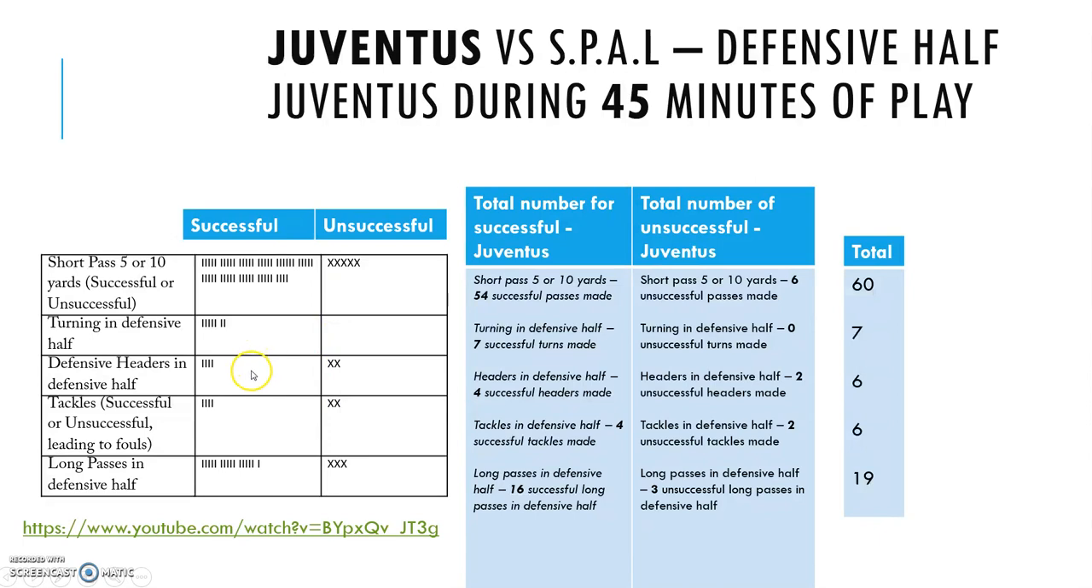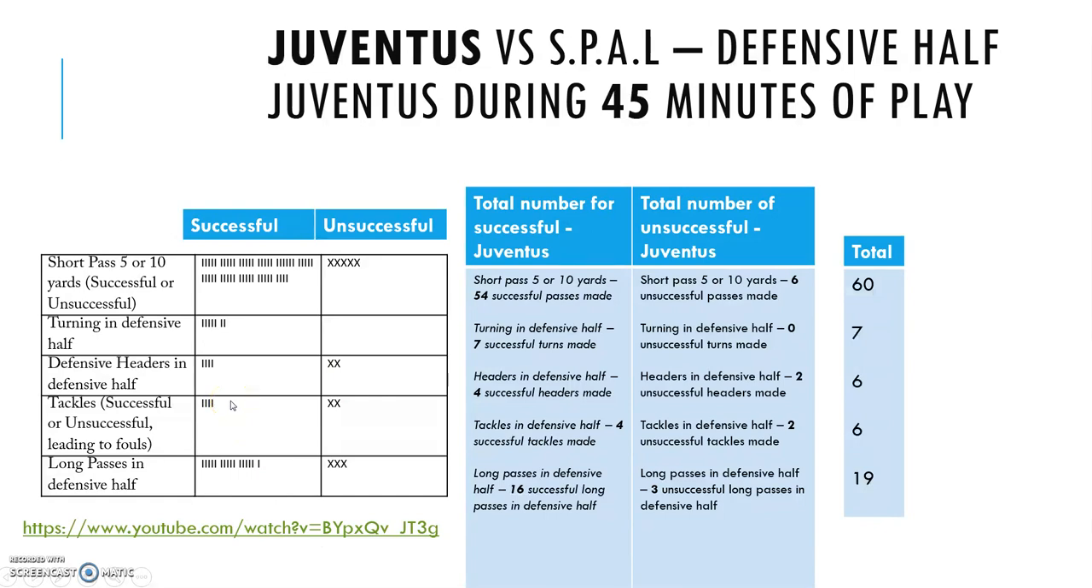The defensive headers, they only made 4 successful headers to a teammate, and the unsuccessful was 2, so 2 unsuccessful headers to a teammate. So this could mean, for instance, defenders headed the ball and it's gone out for a throw-in or to the opposition, and they made 6 headers altogether.